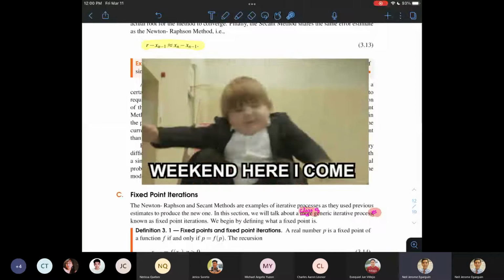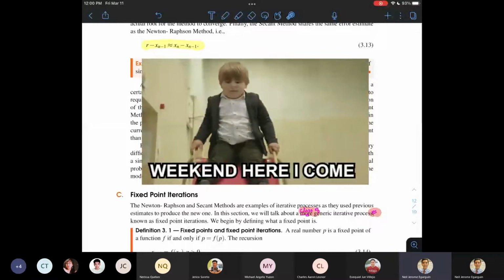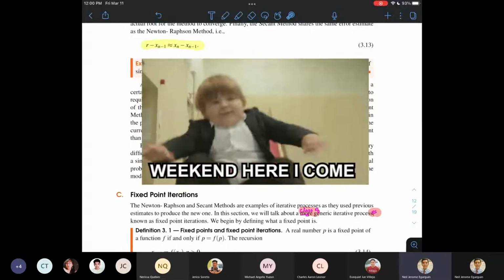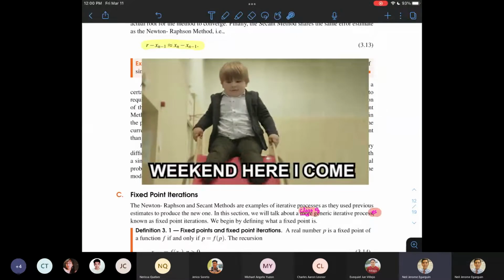So, bago tayo pumunta sa weekend, tatapusin muna natin yung module number 3 so that we will be able to finish Lab XR 1.2 na on Monday.